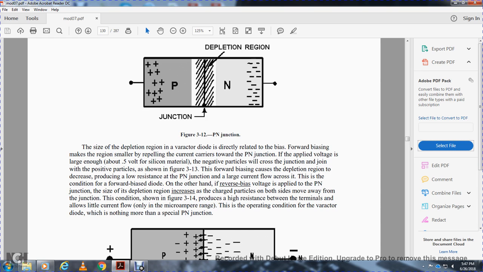On the other hand, in reverse bias, with the voltage applied to the positive and negative sides of the junction, the depletion region increases, and the charged particles on both sides move away from the junction. The condition shown in figure 3-14 produces a high resistance between the terminals, allowing only a low current flow in the microampere range.